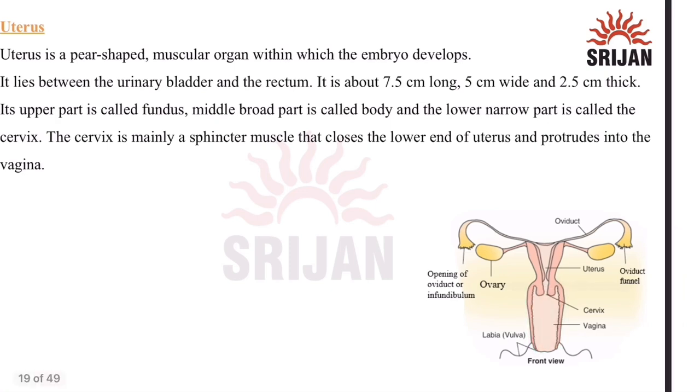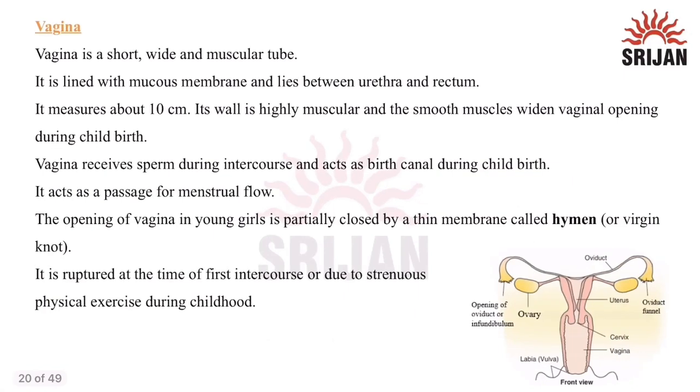Now, the vagina is a short and wide muscular tube. It is lined by mucous membrane over here and lies between the urethra and rectum. It measures about 10 centimeter. Its wall is highly muscular, and smooth muscles are present within the vaginal opening during childbirth. The vagina receives sperm through intercourse and acts as a birth canal.